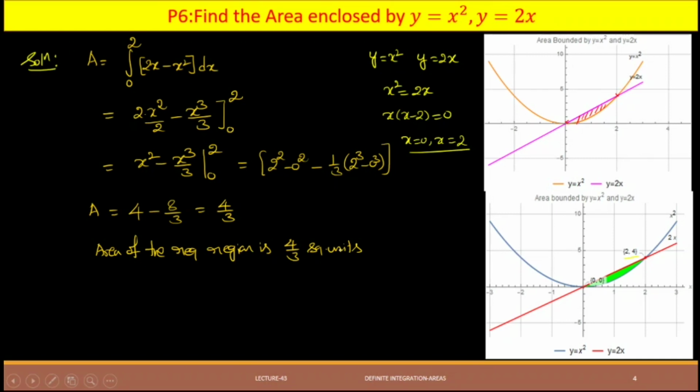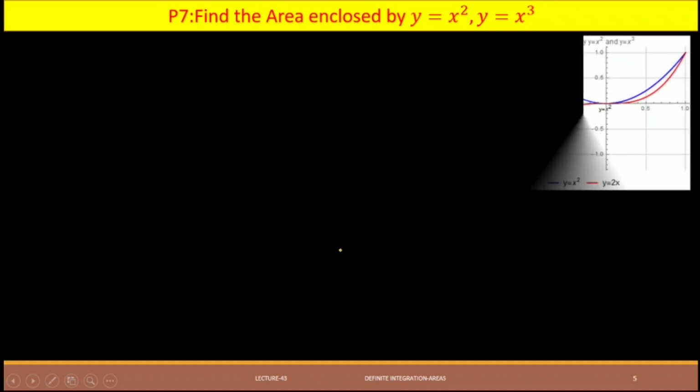Okay, let us solve the next problem. Here is the next problem. Find the area enclosed by the curves y is equal to x square and y is equal to x cube. We know both these graphs, y is equal to x square and y is equal to x cube. So this is the diagram for that. The red color curve is y is equal to x cube, and that of the blue color curve is y is equal to x square.